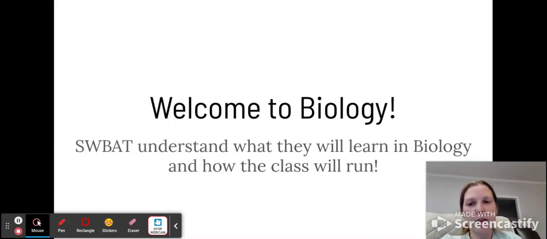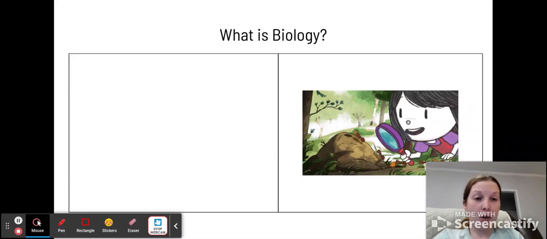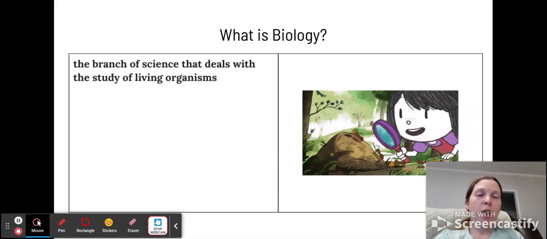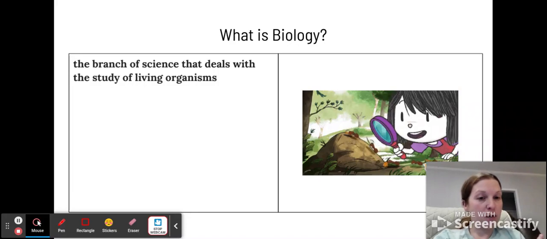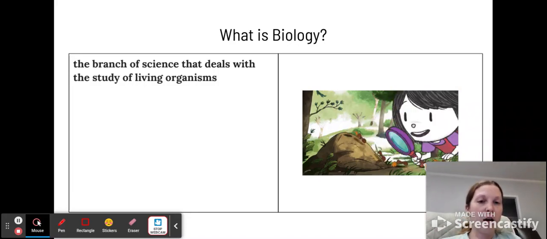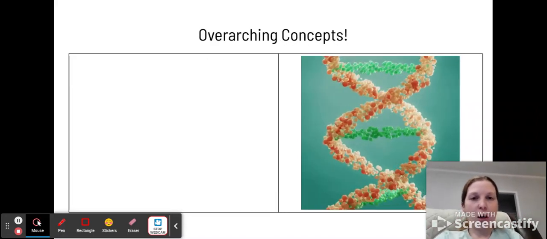So, by the end of this lesson, you should be able to understand what you'll learn in biology and how this class will run. So, first, let's just know what biology is. By definition, this is a branch of science that deals with the study of living organisms. So, we're going to be looking at basically microscopic, so as small as we can get, to macroscopic, and how living things, like what they're made up of, how they change due to certain adaptations or conditions that are changed around them. So you'll see a lot of that.